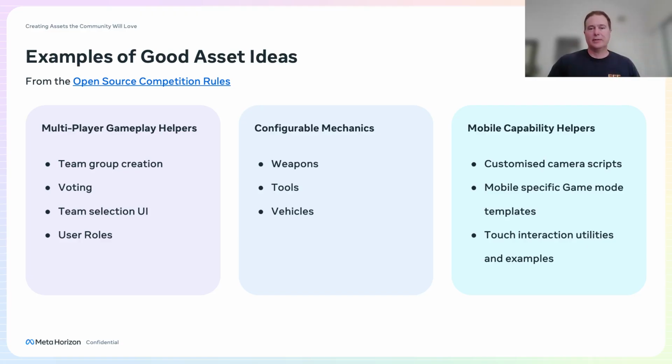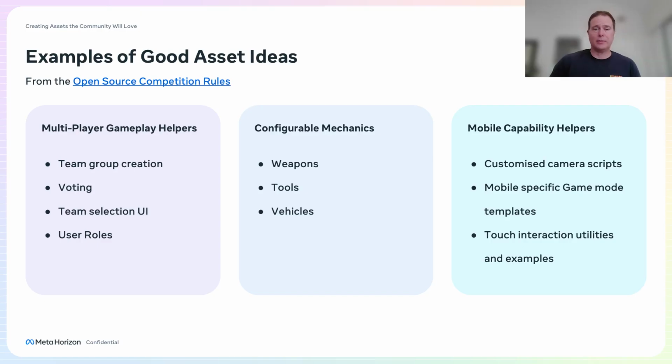Some other ideas are configurable mechanics like weapons or tools or vehicles that people can just drag out and use. And then a third idea is mobile capability helpers like customized camera control scripts or mobile specific game mode templates that help people write mobile games, or touch interaction utilities and examples that are using focused interaction in some interesting way to do some mechanic.